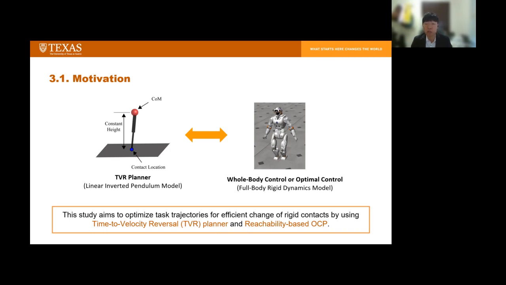It means we don't know whether the planned result can be reproduced by a full body robot. Sometimes the planned position cannot be reachable due to the full body constraint. We propose a method to check whether the planned location is reachable. In turn, we optimize the trajectory for the next whole body controllers.